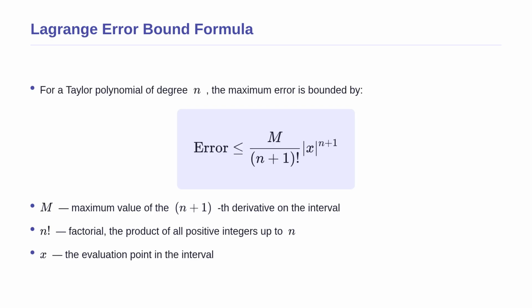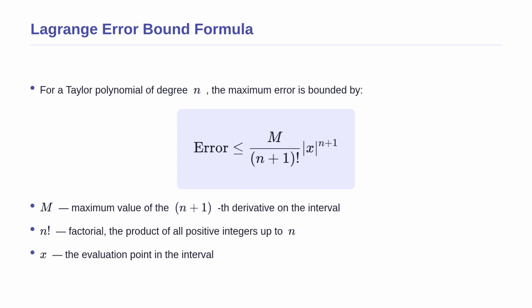To find out how many terms of the Taylor series we need, we use the Lagrange error bound formula. Conceptually, this formula tells us the maximum possible mistake our Taylor polynomial can make. Let us break down the symbols. The capital M represents the maximum possible value of the next derivative of our function on the given interval.